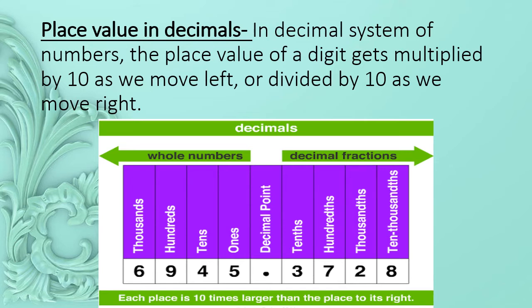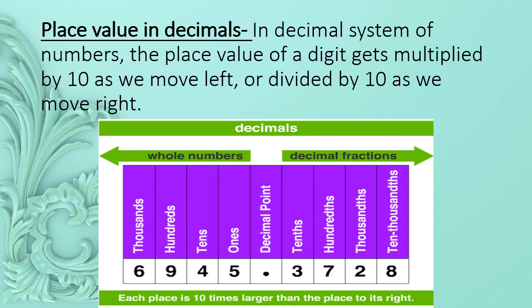Understood? If we go to the right side of the decimal point, we will see that the number is divided by 10. So we should keep in our mind that whenever we move to the left, the digit will be multiplied by 10, and whenever we move towards the right, the digit will be divided by 10. Understood? So this is our place value chart. On the left side we have whole numbers, you can say integral numbers. And on the right side we have decimal fractions.